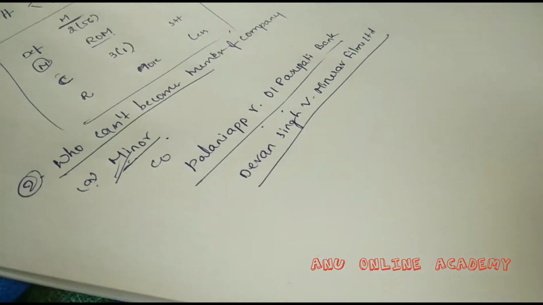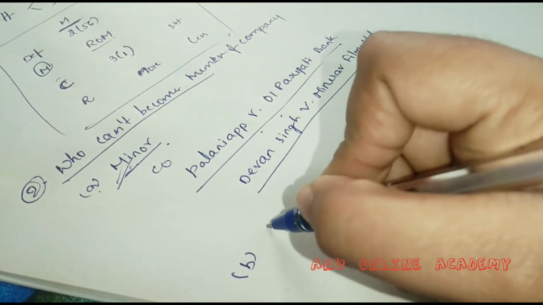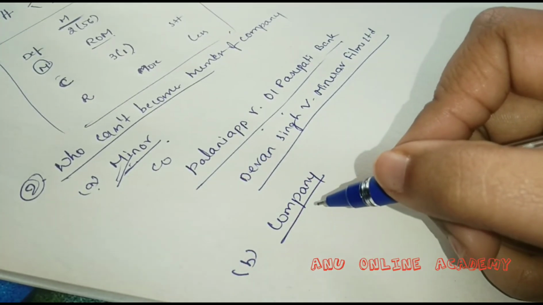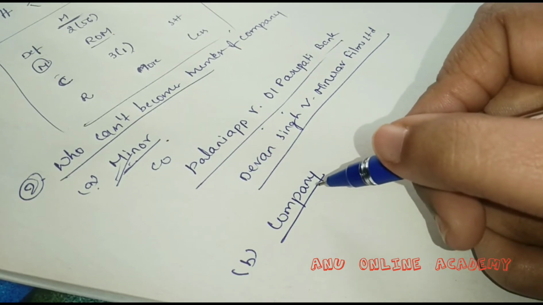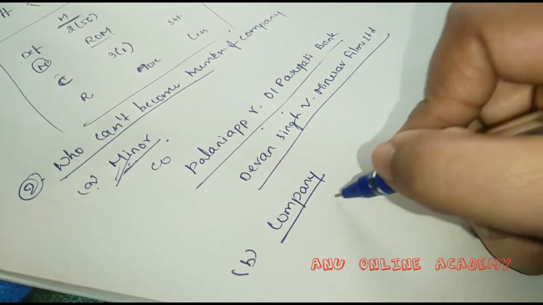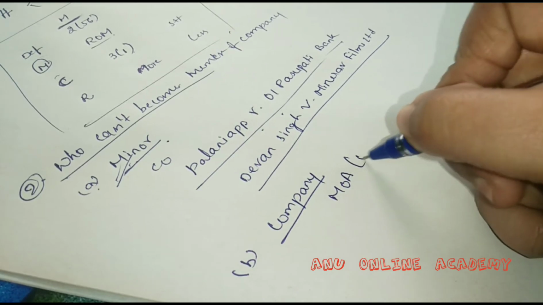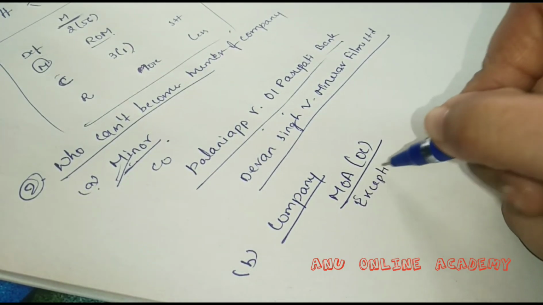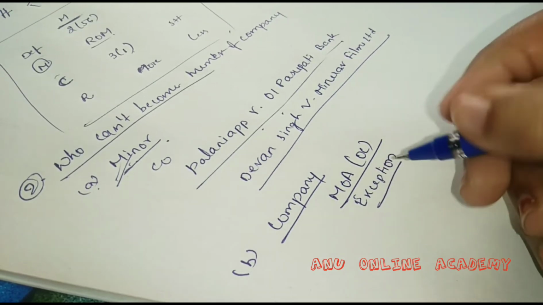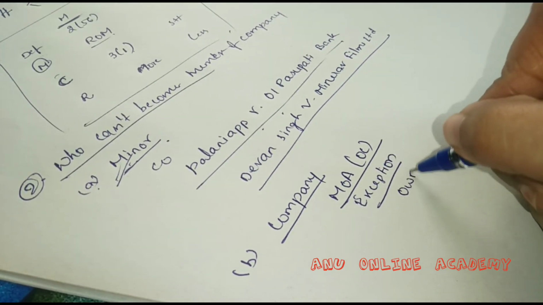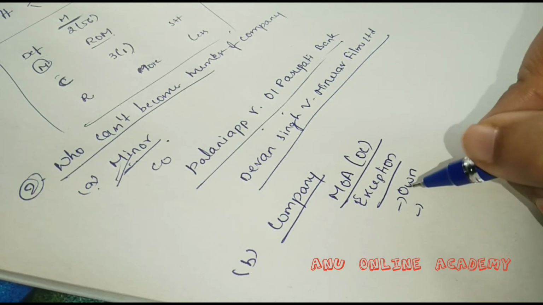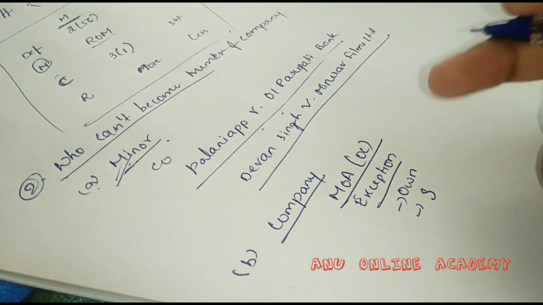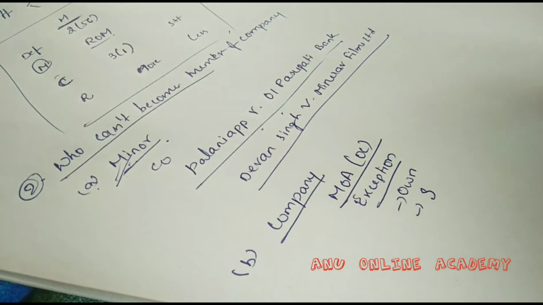And see the next one, company. A company can become a member of another company if it is so authorized by its MOA in the object clause. And there is an exception for this: a company can't become its own member. And the next one, a subsidiary company can't become a member of its holding company.